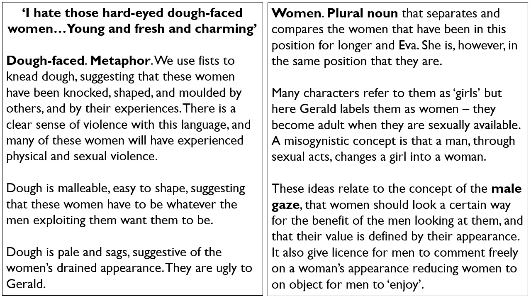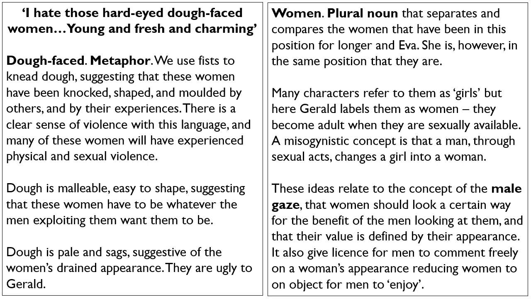She's just more desirable to Gerald. Many characters refer to them as girls. So the phrase girls is used a lot, particularly when we're talking about Eva. She's referred to as a girl quite a lot. But Gerald calls the other women here, well, he uses the word women.